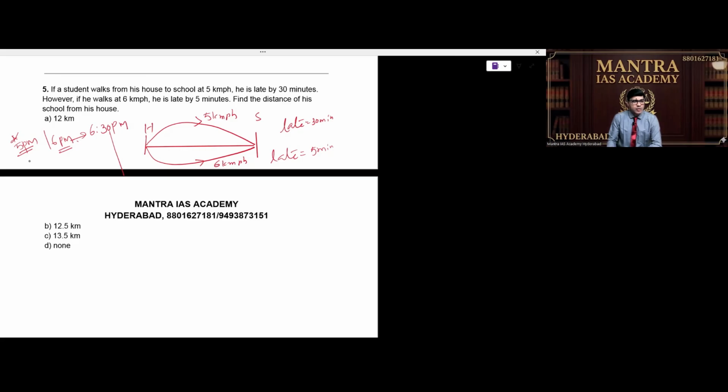Next day, what you did, you came with the 6 kmph speed. Though at the place of 6 p.m., you reached 5 minutes late, meaning 6:05. So the gap is what? 25 minutes is the gap, because he's asking to find the distance of his school from the house. This is the gap we have to find out. That's a fundamental point. How to do it, sir?